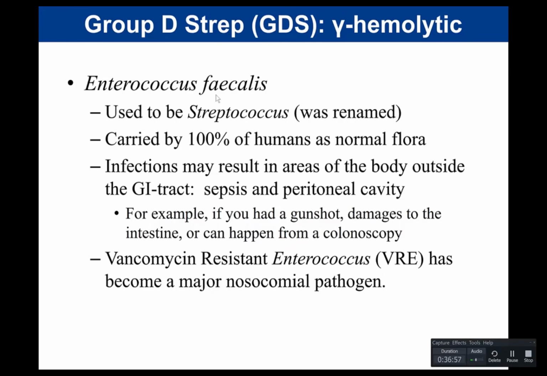The problem is when it gets out of the gut. So a gunshot wound, a stabbing, even something as simple as a colonoscopy, if they nick the colon and some of the bacteria spills into the peritoneal cavity, it can cause an infection. VRE, vancomycin-resistant enterococcus, is a major nosocomial pathogen, meaning you go to the hospital for something else and you might leave with this type of antibiotic-resistant infection. And so again, you don't have to know all the details of this, but you do want to know that it's found normally in the gut and it becomes problematic if it gets out of the gut.